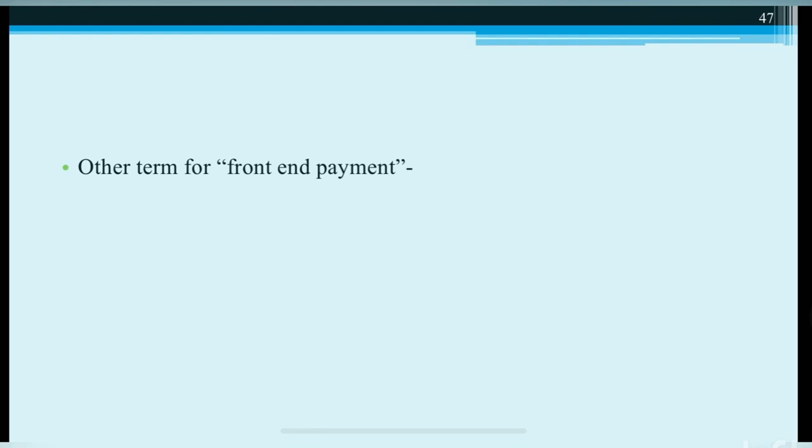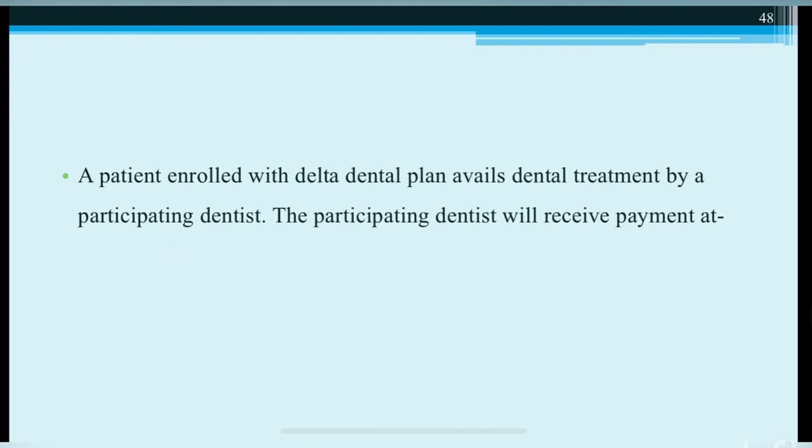The next question here is, what is the other term for front end payment? This is the direct question I have put. I had told this in my previous slides also. Deductible. So this is the third scenario here. A patient enrolled with Delta Dental Plan avails dental treatment by a participating dentist. The participating dentist will receive payment at the 90th percentile, and the non-participating dentist will receive payment at the 50th percentile, as I have already told.